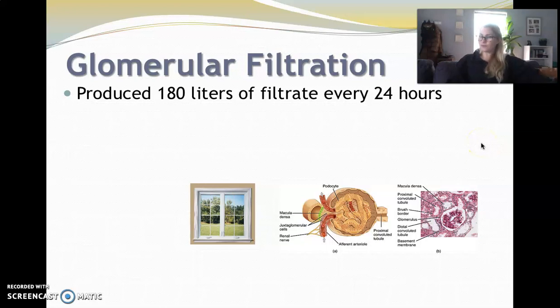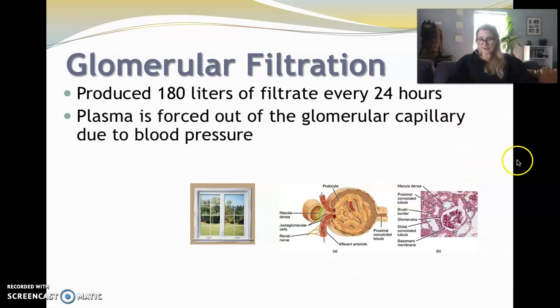even though you don't have 180 liters of blood in your body, you have roughly 5 liters of blood in your body, it's going to filter 180 every 24 hours. That is a ton. Remember, around 30% of your blood goes directly to your kidneys to filter it. Plasma is forced out of that glomerulus due to blood pressure. So once again, this is why we are connecting the circulatory system with your urinary system.